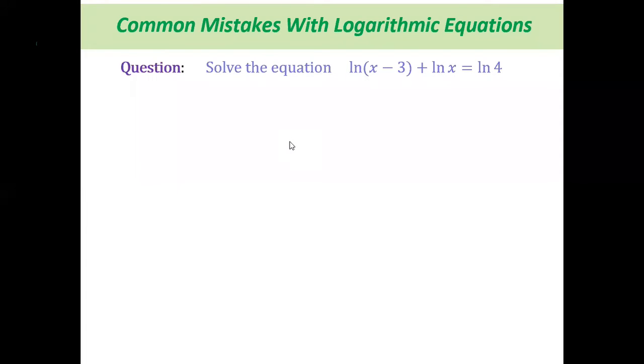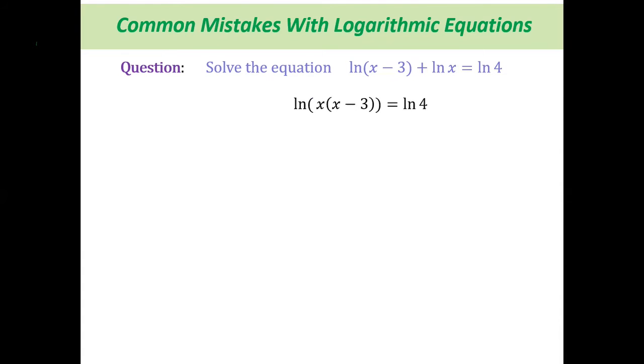Now, let's solve the following equation: ln of (x minus 3) plus ln of x equals ln of 4. Remember that ln is the log with the base e. Here, we have the same type of log, so use the product property on the left side.